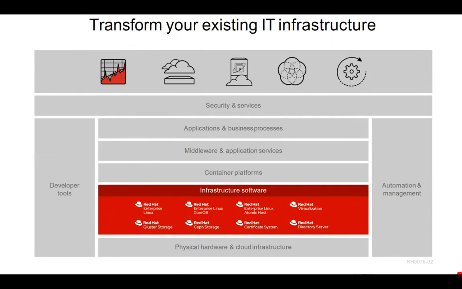Red Hat Virtualization, Red Hat Software Defined Storage, which is Ceph and Gluster. So Gluster is your file storage, Ceph is your object oriented storage. Then all of this is powered by the Red Hat certificate system and directory server. So Red Hat has its own directory server. If you would like to integrate your emails using the directory server, you can use the Red Hat directory server.